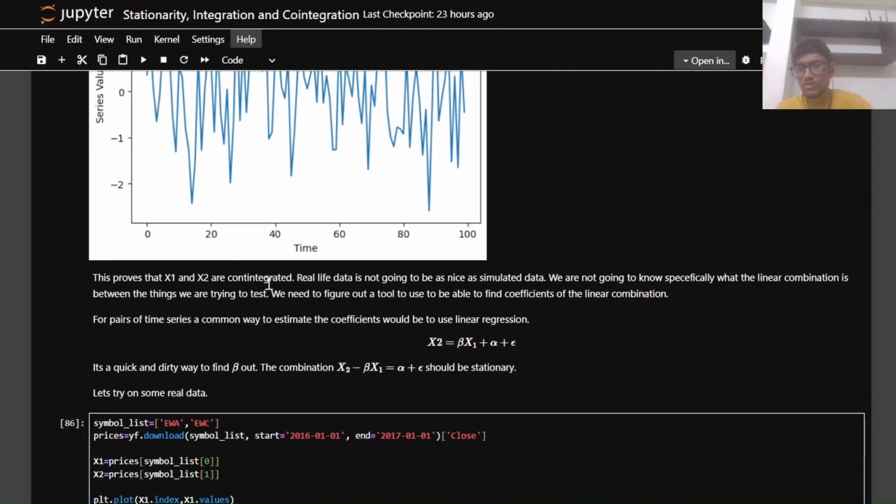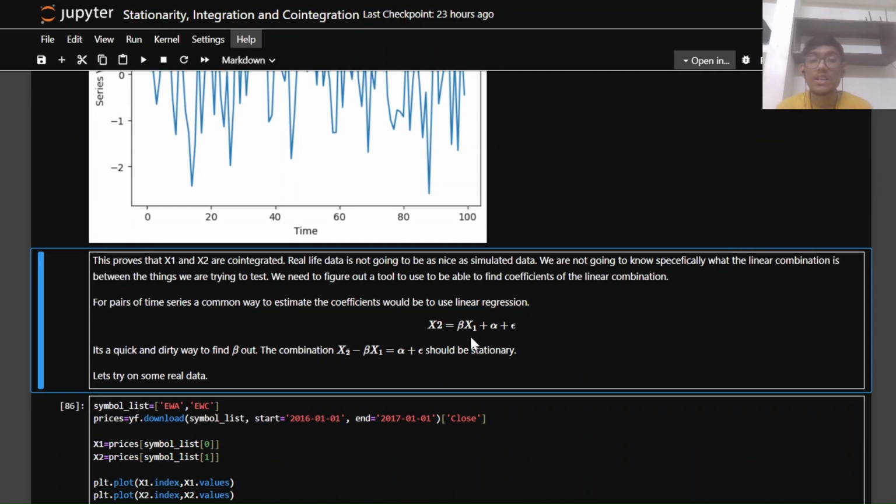And this proves that x1 and x2 are co-integrated. Now real life data is not going to be as nice as the simulated data that we had here, right? We're not going to know what specific linear combination is going to give us our I0 time series, our stationary time series. So we need to figure out a tool that will be able to give us the coefficients of the linear combination.